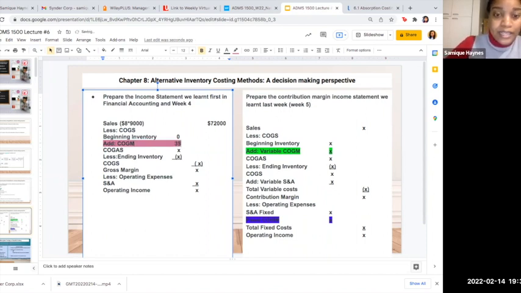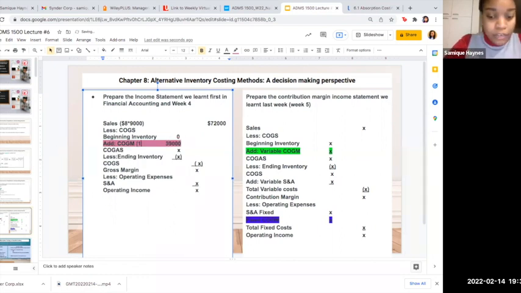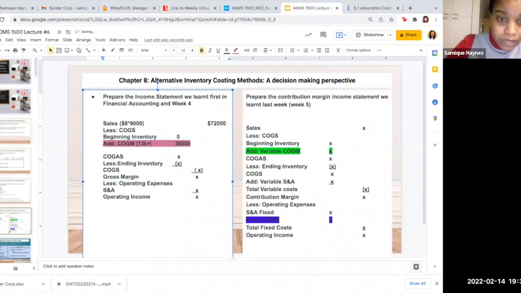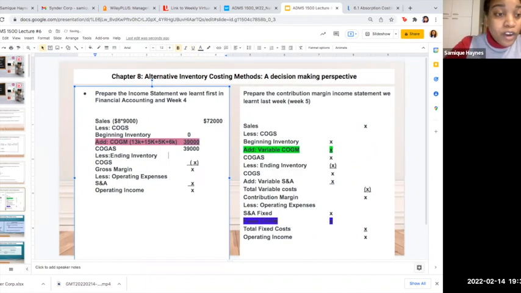So 39,000, right? Because we are going to be adding direct materials of 13K plus direct labor of 15K plus variable overhead of 5K plus fixed overhead of 6K. That gives us a cost of goods available for sale of 39,000 because we don't have any beginning inventory. Are we good so far?